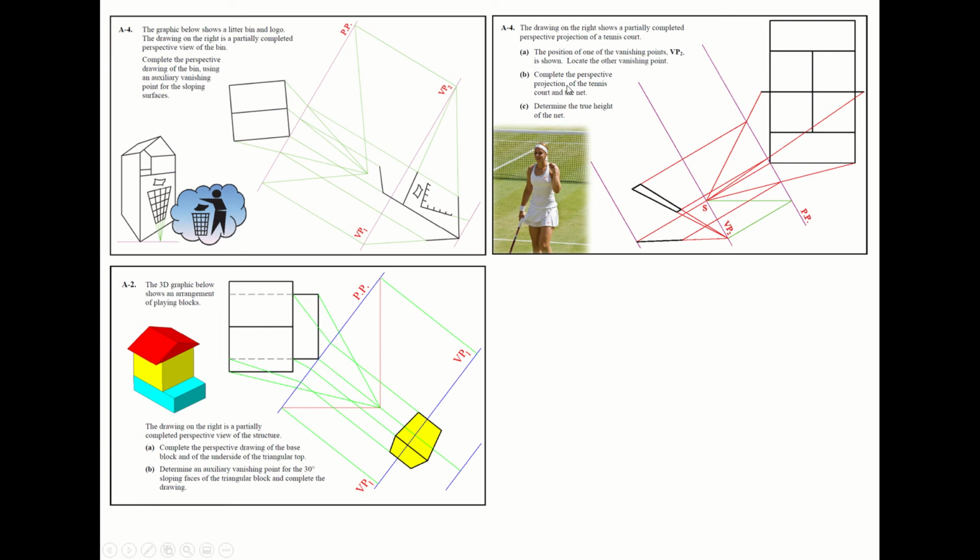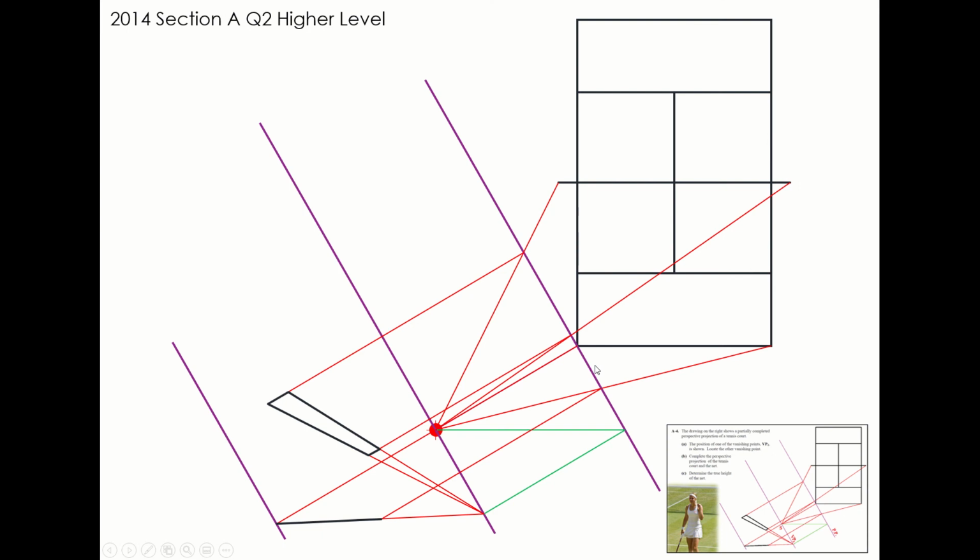We're told that we want to complete the perspective projection of the tennis court and the net, and we want to determine the true height of the net. So really we've just been asked to work backwards here. Given that we have a lot of the perspective worked out, we want to work out some of the other information. So let's just have a look at the setup.